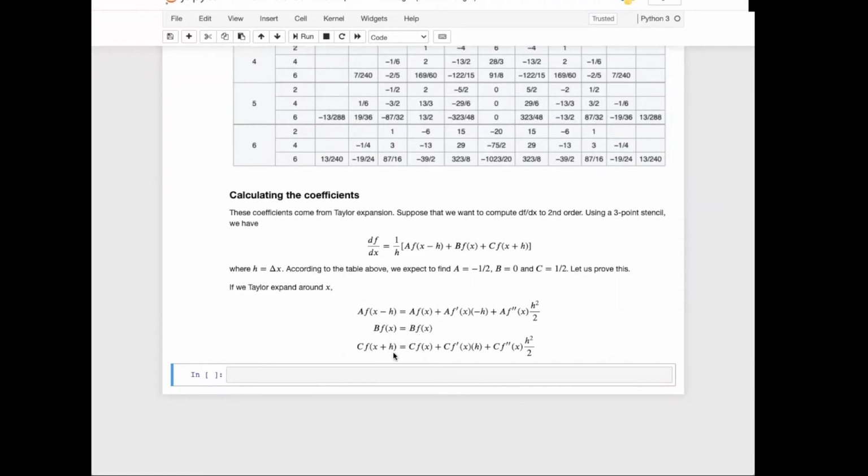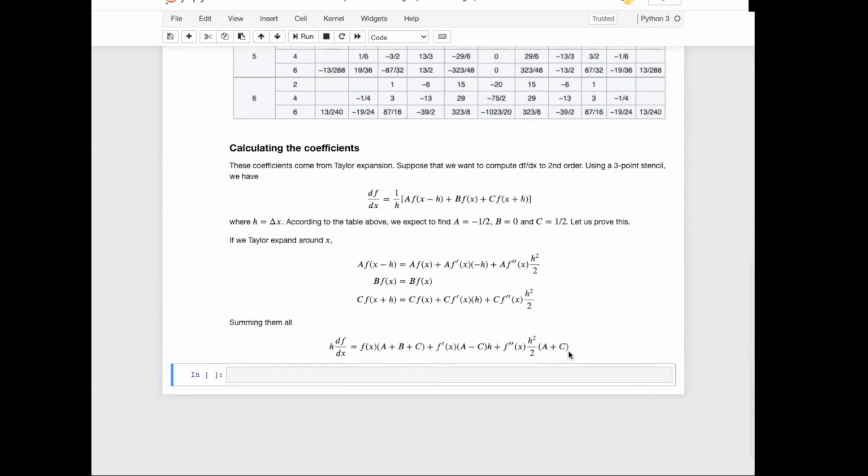And at the point x plus h, you do the same thing, the Taylor expansion around the point x, with the first derivative, the second derivative, the higher order derivatives, multiplied by the powers of the deviation. h here for the first order, h²/2 for the second order. So there you go. You have here the Taylor expansions to second order of the 3 terms. If you sum the 3 terms, you must have the first derivative. So summing them all, this is what you get.